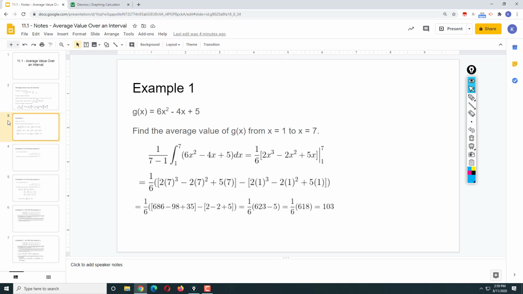So that's going to be 1 over 6, since 6 is our interval, times, after we integrate, 2x cubed minus 2x squared plus 5x, evaluated at 7 minus evaluated at 1. We plug in the numbers, do the arithmetic, and you get 103. So really, it's just find the total with our integral, divide by our interval.